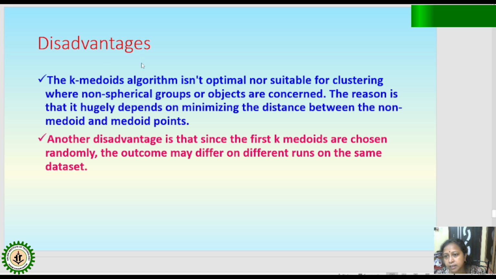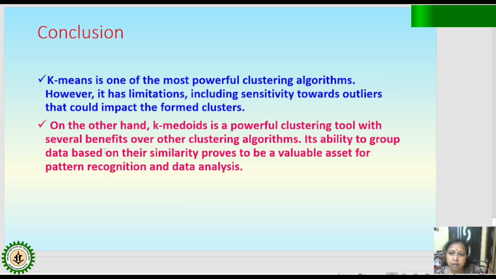Disadvantages of the K-medoid algorithm. The K-medoid algorithm isn't optimal nor suitable for clustering where non-spherical groups or objects are considered. The reason is that it is hugely dependent on minimizing the distance between the non-medoid and medoid points. Another disadvantage is that since the first K medoids are chosen randomly, the outcome may differ on different runs on the same dataset.